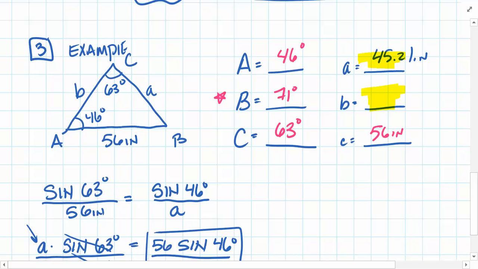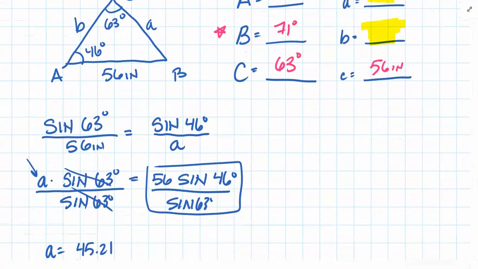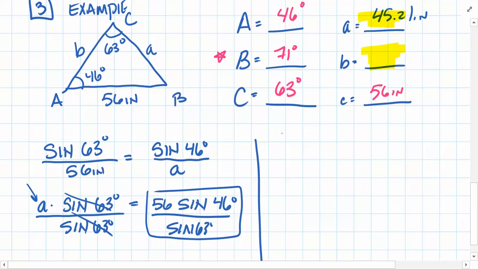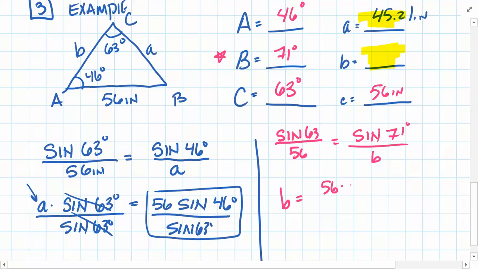Am I done? No, I have to do one more, right? No big deal. Okay. So I'll do it on this side, and I'll change colors just so we can see. So the one that I know is this. I know that the sine of 63 all over 56 is equal to the sine of 71 degrees all over little b. Therefore, when you run this through your calculator, b has to be 56 times the sine of 71, all divided by the sine of 63. So when I did it, I got 59.4. Can someone else verify that? Let me get that.